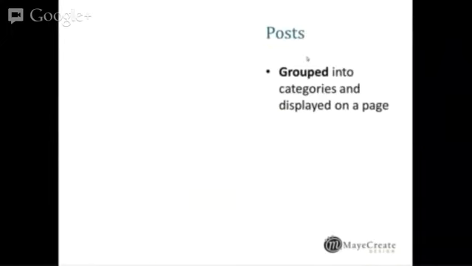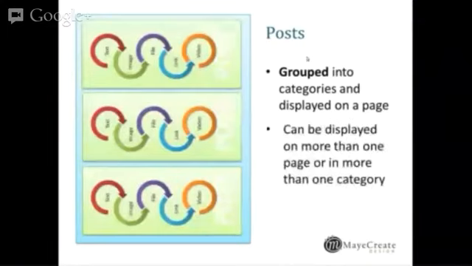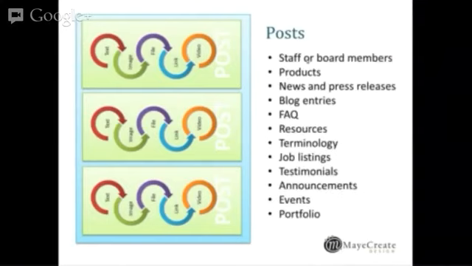So posts now ultimately are grouped into categories, and then we display them on a page. So there's a whole bunch of pages or posts on our page. So they can be displayed in more than one page or more than one category. If you have an article that you think is homepage worthy and that you also want to put on your blog page, well, if you've got the ability to put it in those two places, you just check two boxes and it happens. So it's kind of exciting.